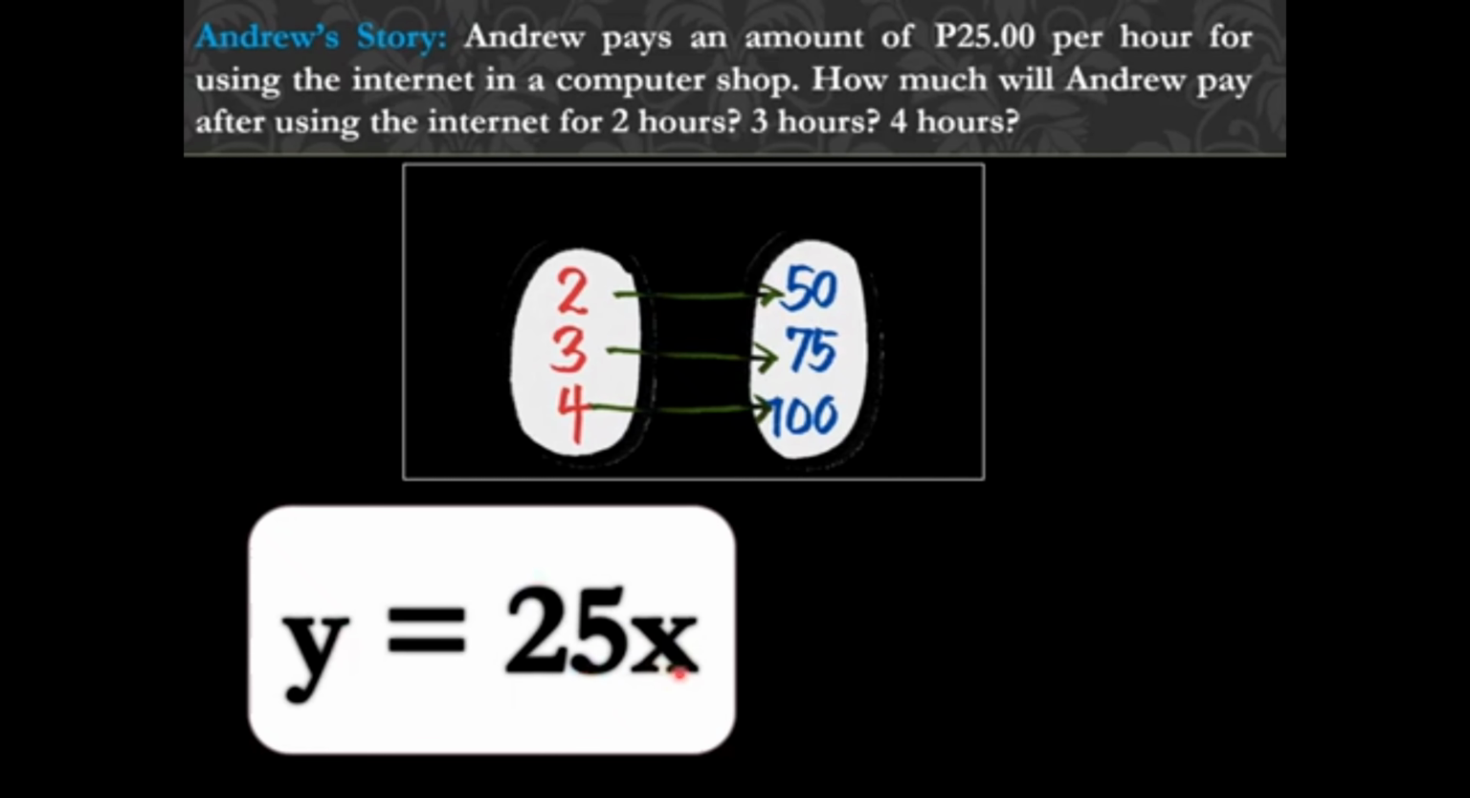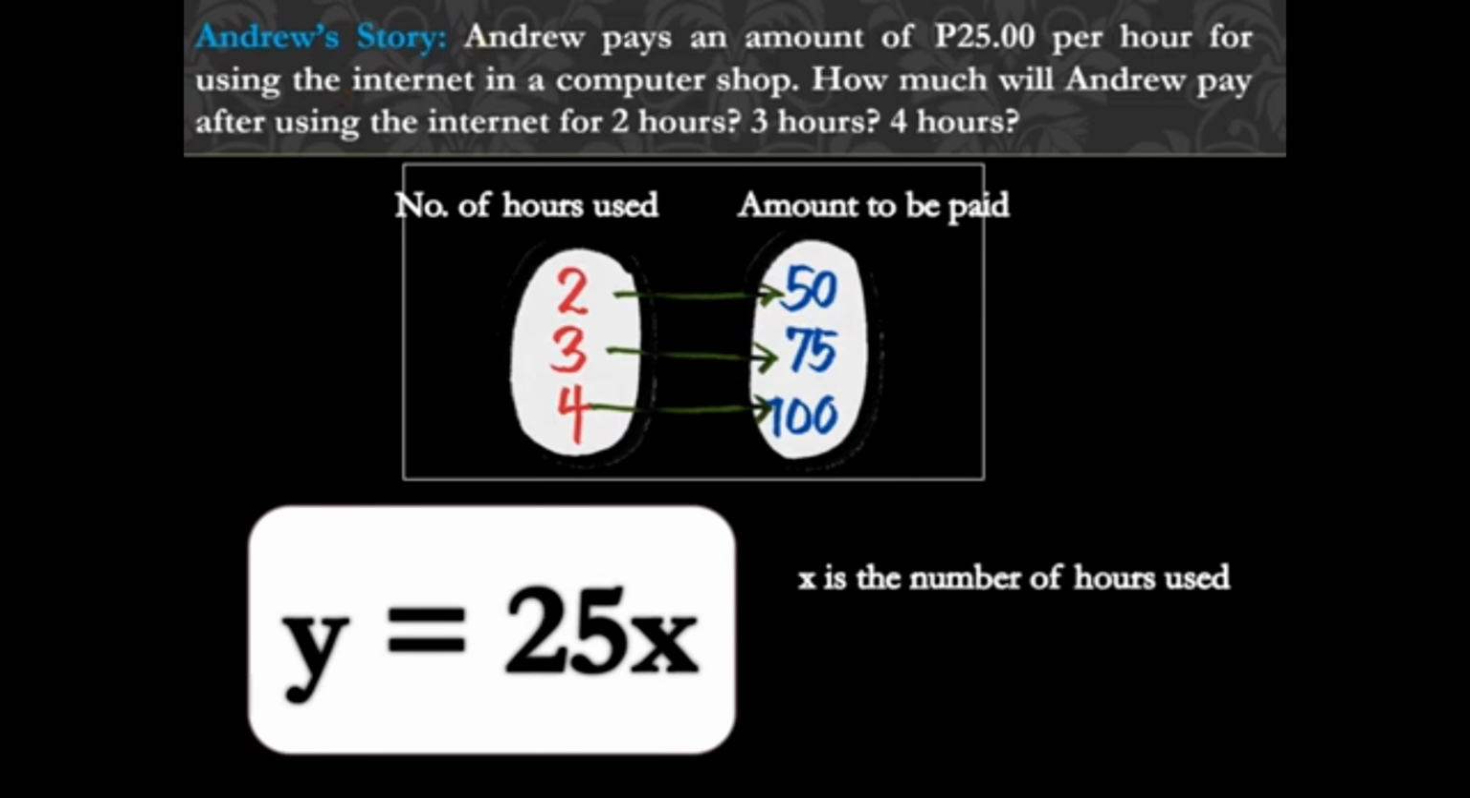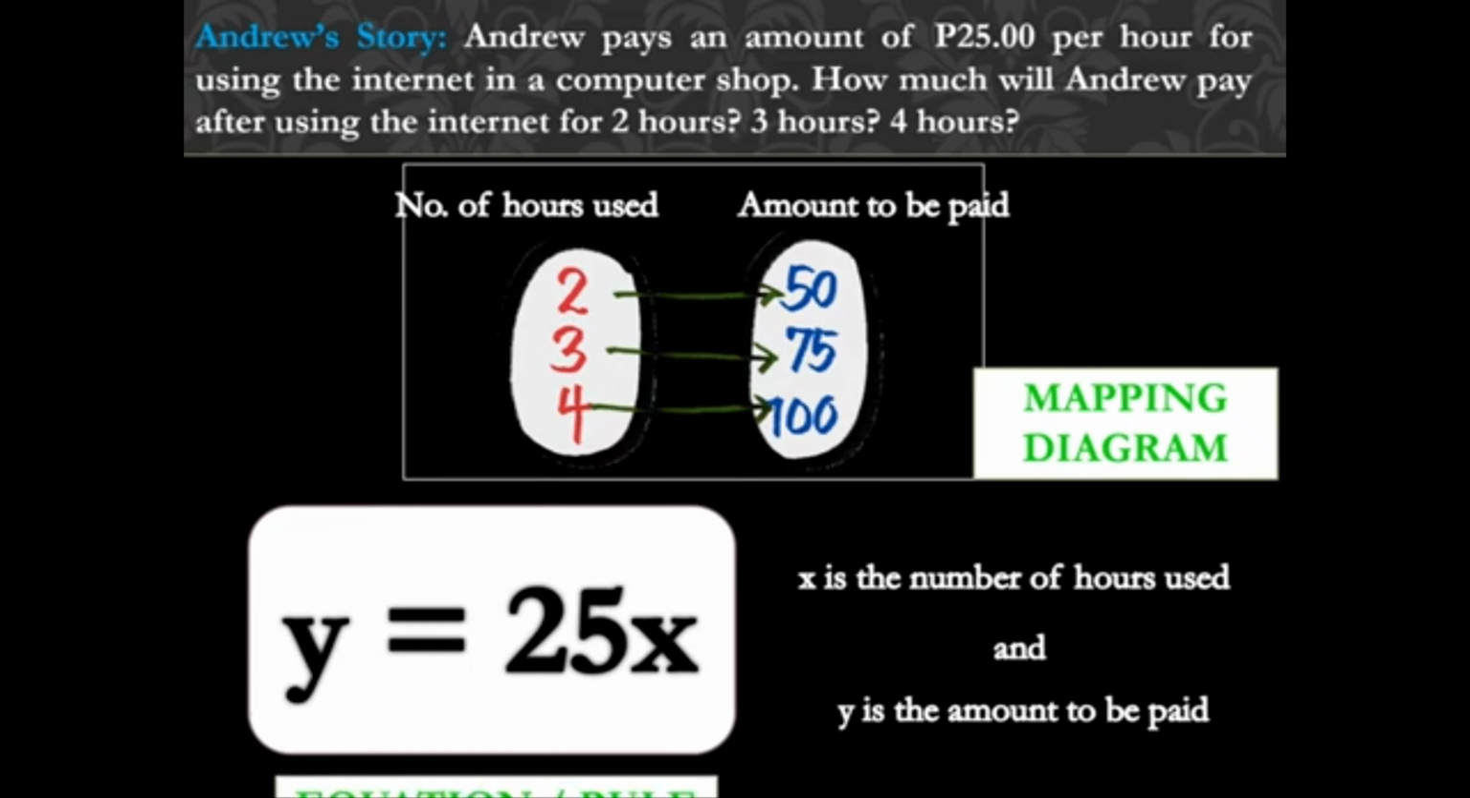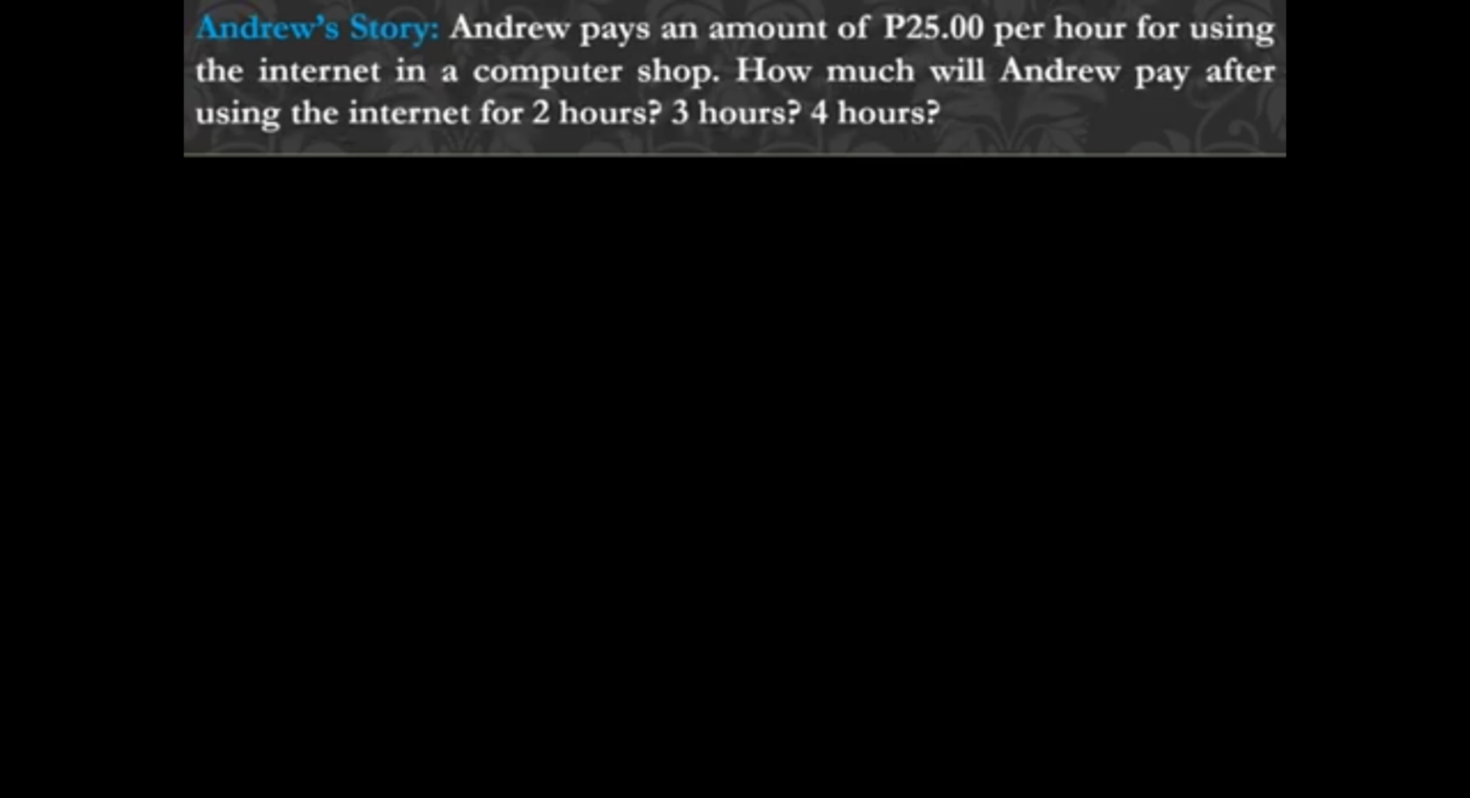Let us check if this is correct. When x is 2, 25 times 2 is 50. When x is 3, 25 times 3 is 75. When x is 4, 25 times 4 is 100. Okay, meaning that's correct. Next, the elements in X here are the number of hours used, and the elements in Y are the amount to be paid. So once again, X is the number of hours used and Y is the amount to be paid. This is the mapping diagram and equation or rule.